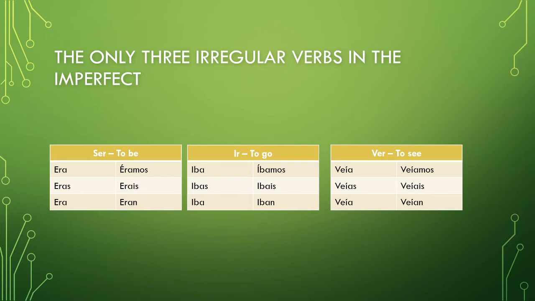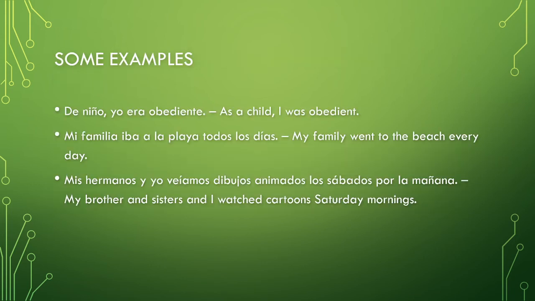It's honestly that simple. So one more thing to point out is you'll notice that in the nosotros form, éramos gets an accent, íbamos gets an accent. Veía, on the other hand, had an accent in every form, so we don't have to try and remember to add the accent there. But in the nosotros form for ser and ir, we're going to need to add an accent because the number of syllables makes this accent not happen in a normal place that it would happen. So don't forget that.